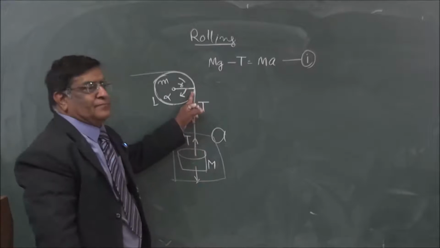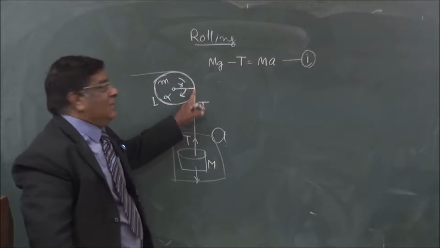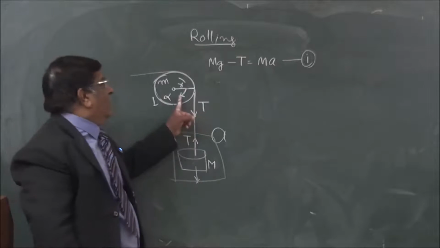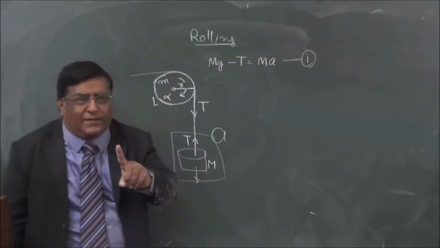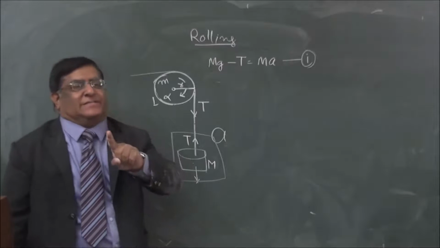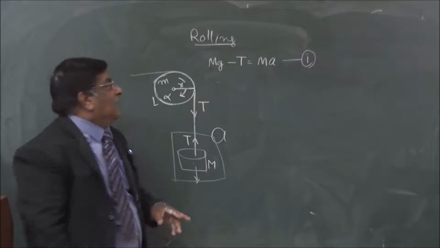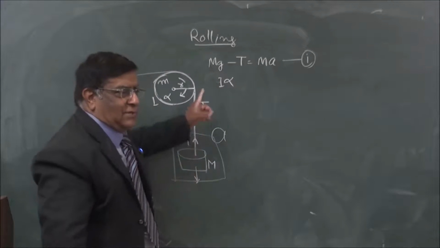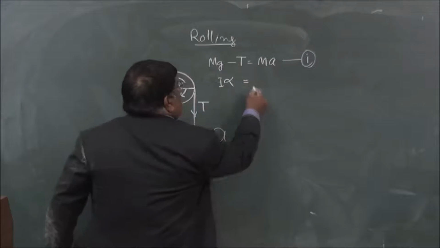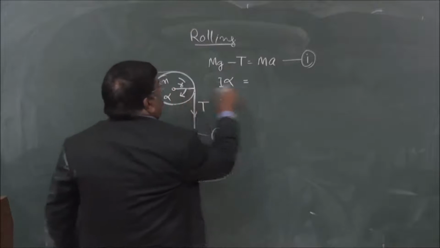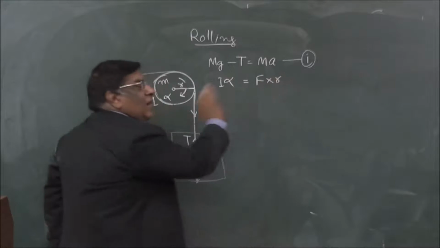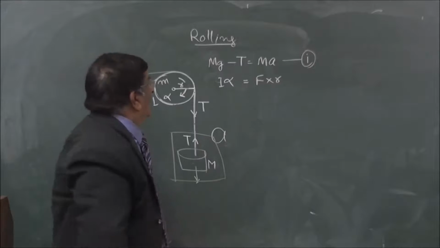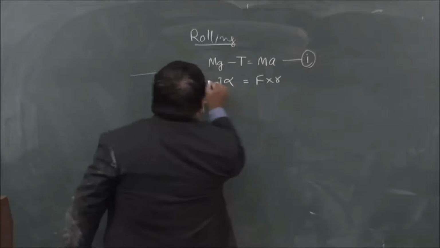Come here. This is radius r. This is tension T. So I request you to find out torque applied on it. Why? Because we have two formulas of torque. What are the two relations? I into alpha. That is torque. What is the other relation? Force into radius. F into R or R into F, one and the same thing. Okay. I alpha is equal to F into R. Then here, this is what? Torque.